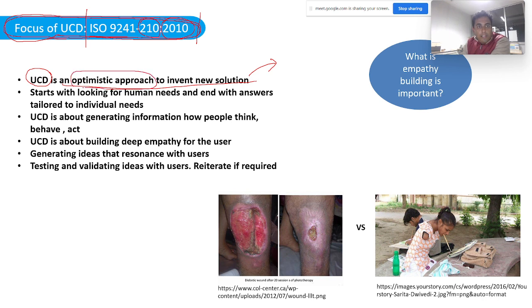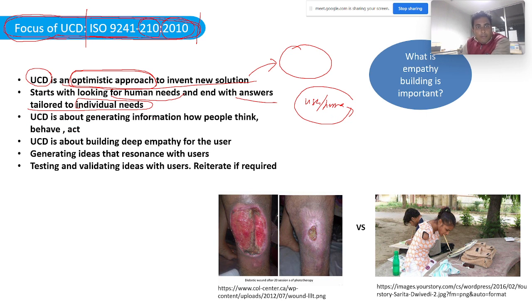That means it was intentionally chosen as an approach to make a solution in line with user needs. So that's why it's called an optimistic approach. It starts with looking at human needs and ends with solutions which are tailored to individual needs. So basically the entire process revolves around users or stakeholders.